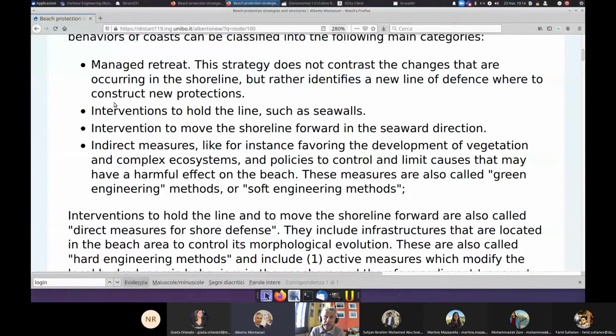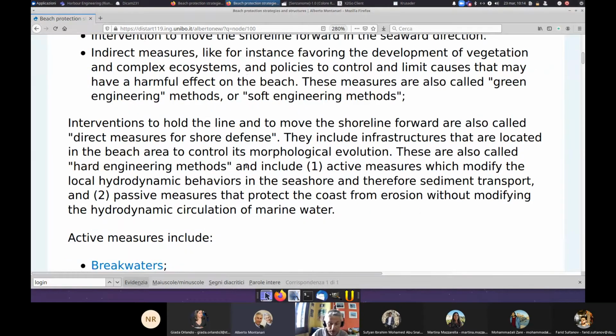But indeed, they are gaining large popularity today because as opposed to the hard engineering methods, infrastructures, the soft engineering methods are more environmentally friendly, are more tourism friendly. They have a less impacting visual impact, and therefore are, let's say, more environmentally friendly in general.